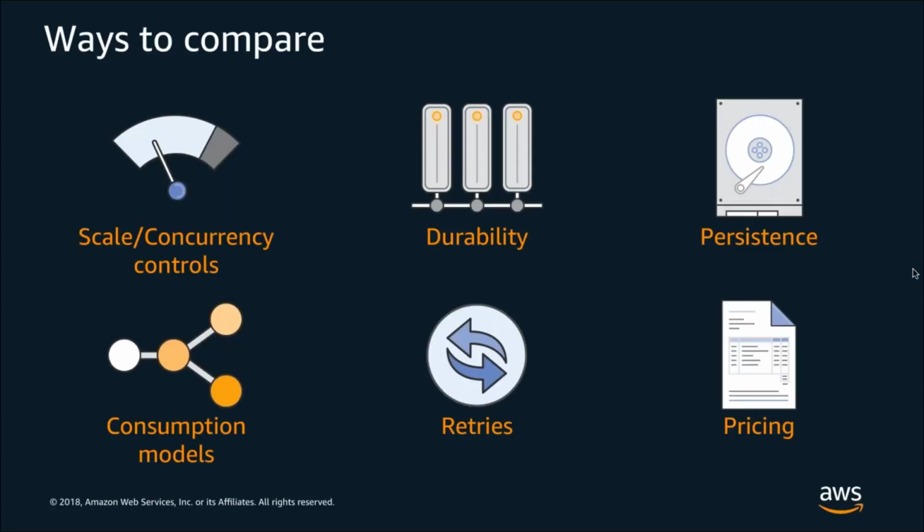But essentially what I want to focus on here today are these 6 criteria, which I find are probably the biggest things that help drive how people think about which of these services they would consume. So we're going to talk about scale and concurrency controls. We're going to talk about durability of the data inside of one of these services. We're going to talk about the persistence of the data inside of these services. Then we'll talk about the consumption model and how you can think about how applications take data out of these services. We'll talk about failures and retry handling.